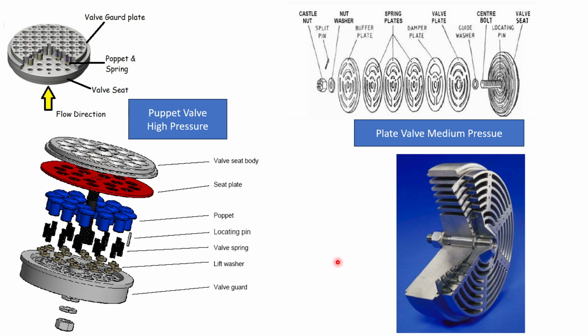Another valve which is used for medium pressure is called a plate type valve, and it looks like this. If you see the components, these are the valve seats, and then this is the washer, this is the valve plate, these are all the damping plates and spring plates, and then there is a buffer plate, there is a washer, and then it is tightened with this nut.